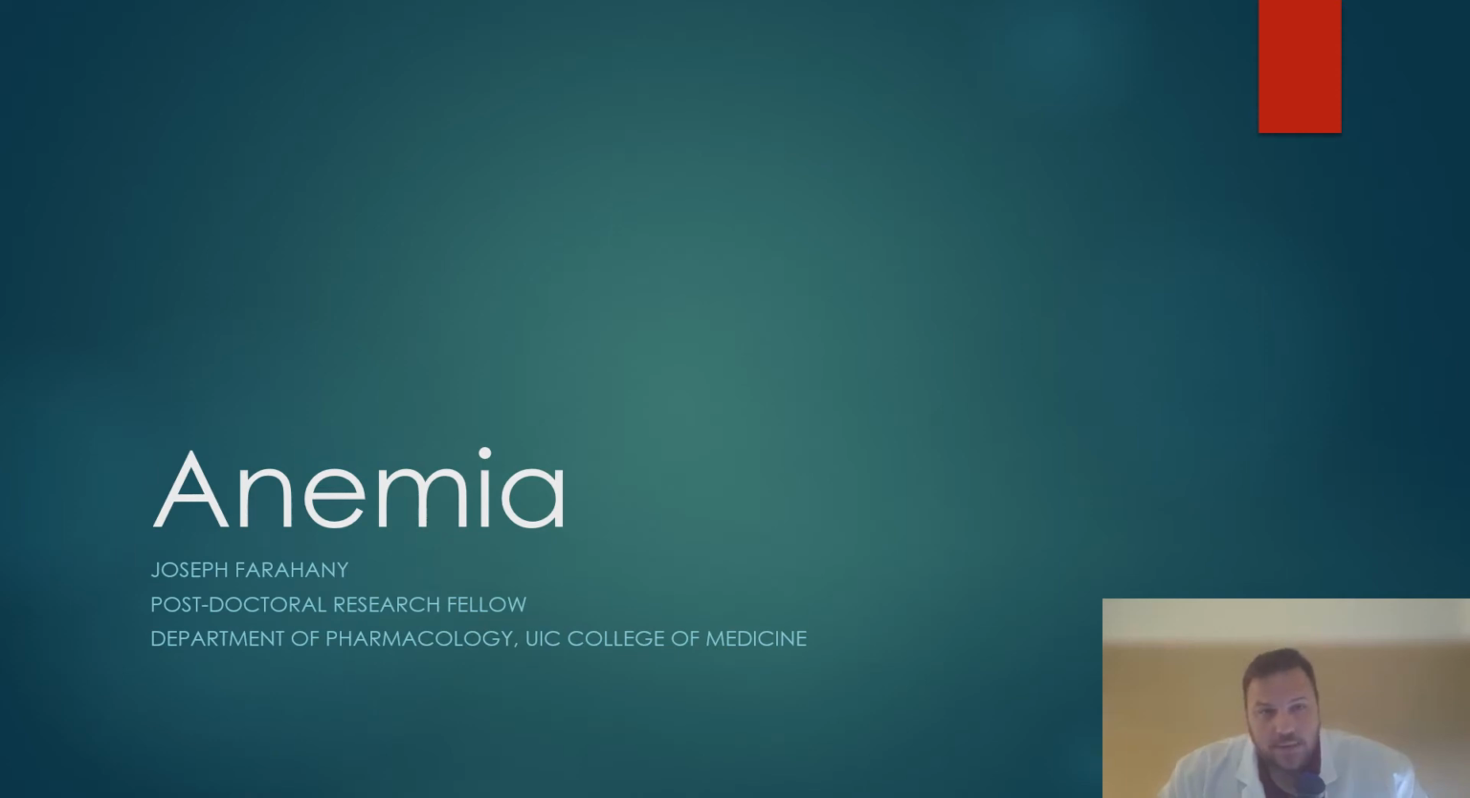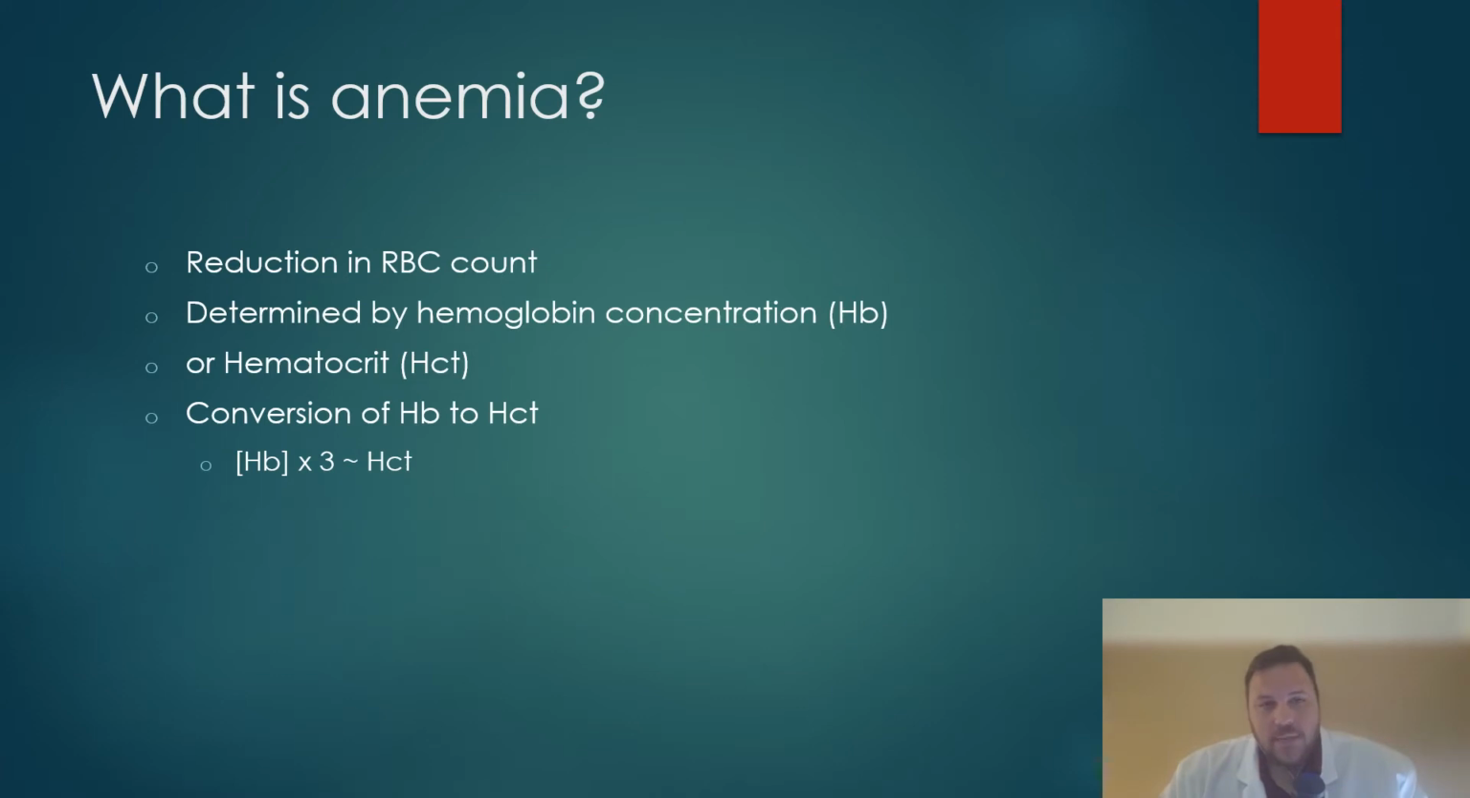Hello everyone. In today's lecture, we will be discussing anemia. Anemia by definition means a reduction in RBC count, right? So how do we determine that? Well, we either have to measure the hemoglobin concentration in the blood or we're going to use the hematocrit. The hematocrit is basically a percentage of the blood that's occupied by RBCs.